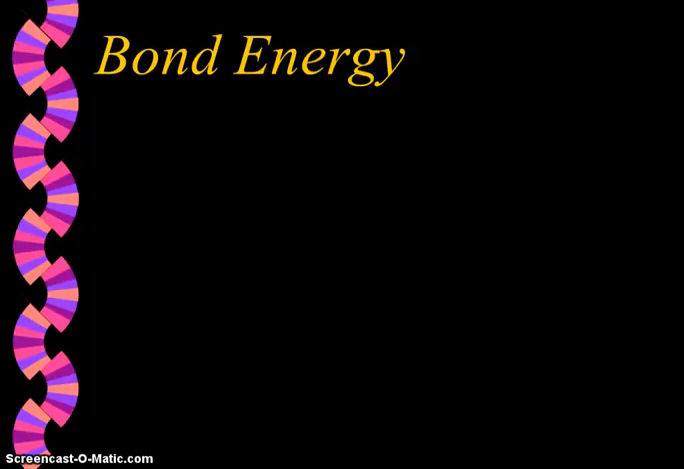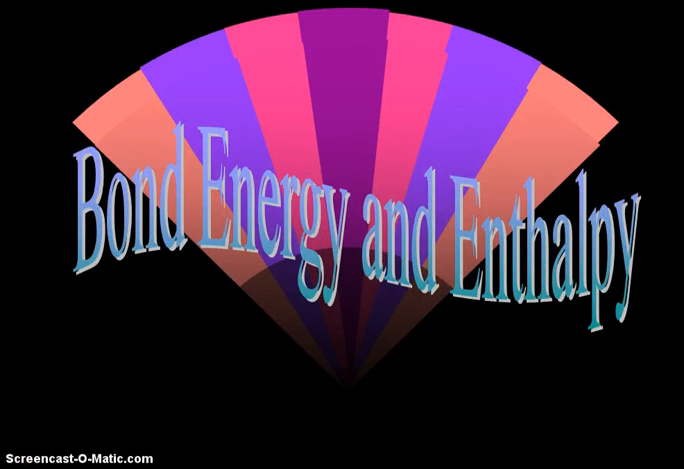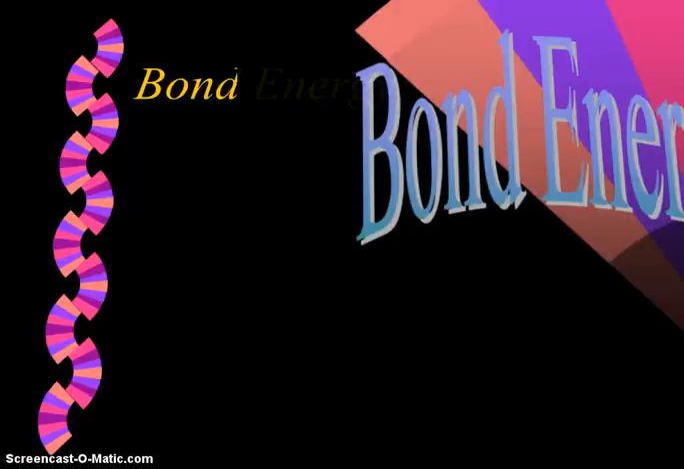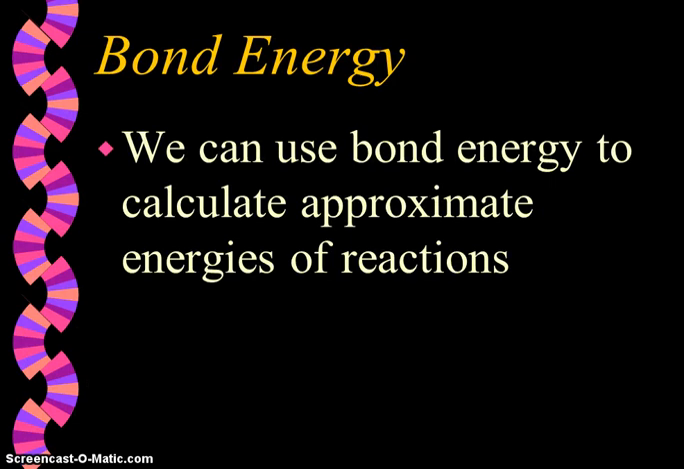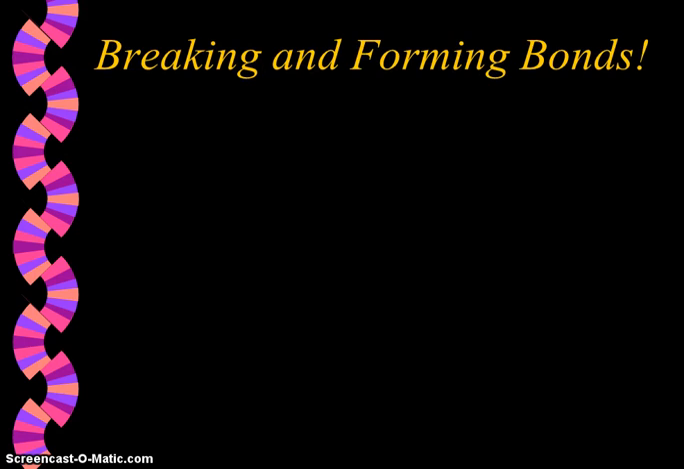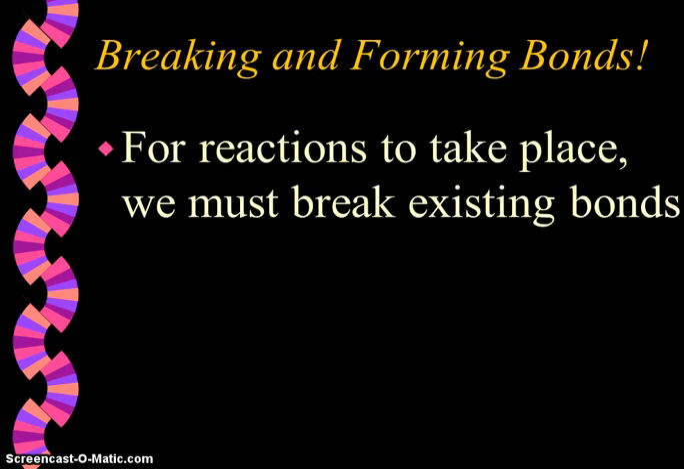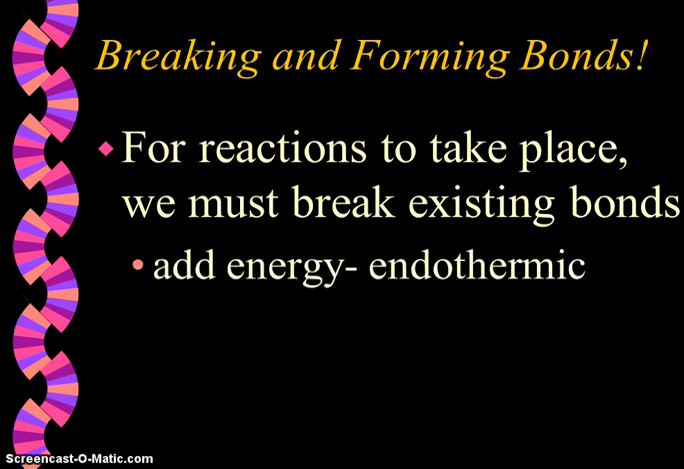So let's look at bond energies and enthalpy changes for reactions. We can use bond energies to calculate the approximate energies for reactions. There are two basic things that have to happen in order for a reaction to take place. The first thing we have to do is break the existing bonds that are holding the atoms together on the reactant side of the reaction. And breaking bonds is an endothermic process because we have to add energy in.